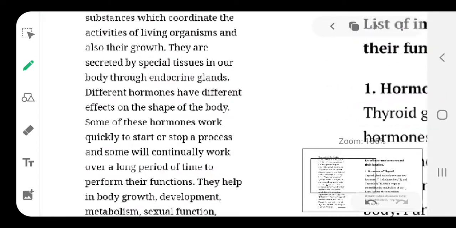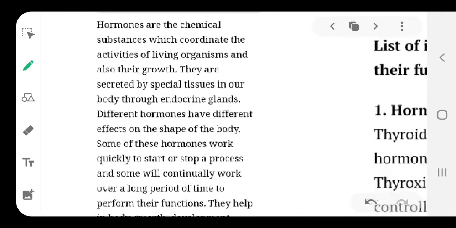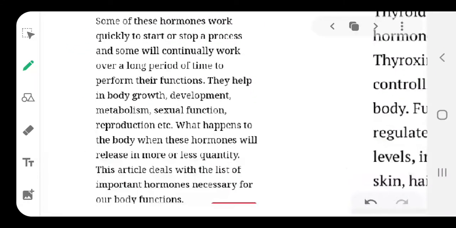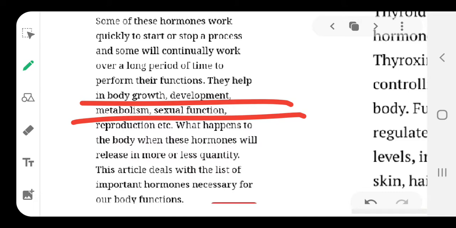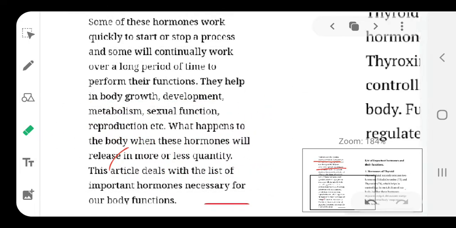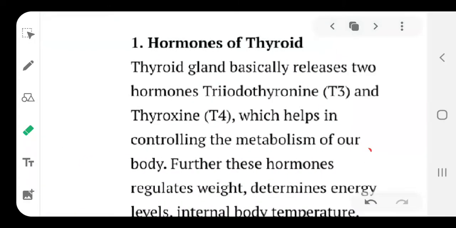Now first of all, as I have told you, these hormones are chemical substances and they are secreted by special tissues, and of course they help in maintaining, underline this, body growth and development, metabolism and sexual functions, reproduction. When they are released in more or less quantity, then they have different scenarios that we will study one by one as they come to us.